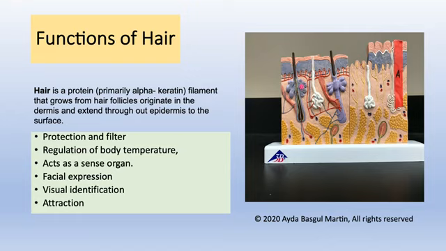Secondly, thermoregulation, or another word, regulation of body temperature through insulation, and it has a role in goosebumps formation. Acts as a sense organ. That's how we feel the wind blow and feel a bug crawling on our skin. Facial expression, which is non-verbal communication. Visual identification, and of course, physical and sexual attraction.